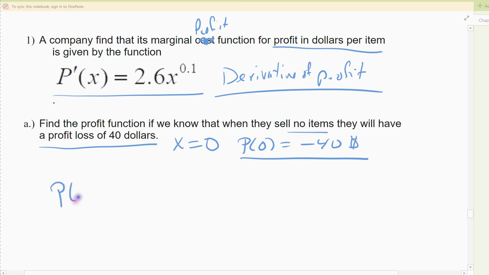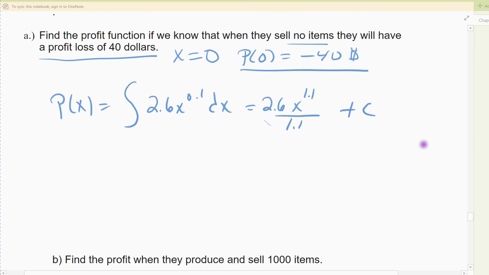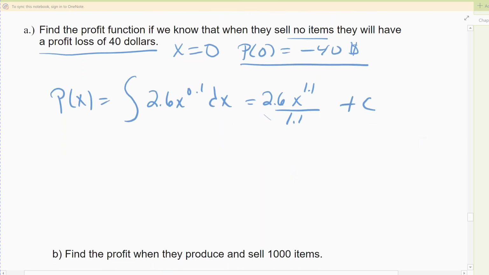First I find all possible profits by taking the antiderivative of my marginal profit. It's 2.6 x raised to the 1.1, since 0.1 plus 1 is 1.1, but we're not done. We have to remember to divide by that. It's an improper fraction, and it's not the end of the world if you leave 2.6 over 1.1, but you should write it as a proper fraction, which would be 26 over 11, x to the 1.1 plus c.